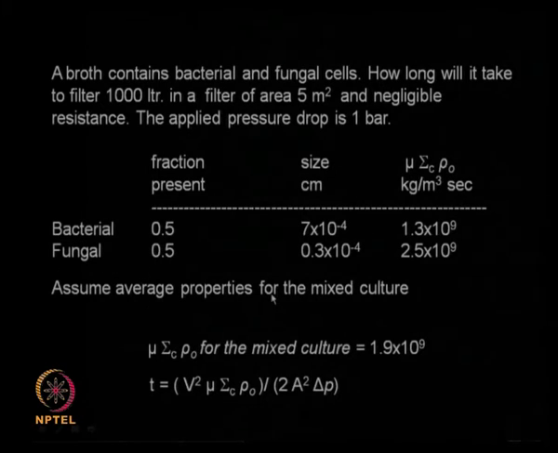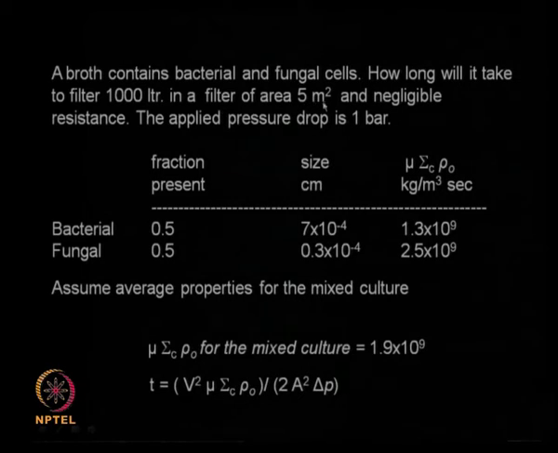Now the problem states that we can consider average properties, that means we can take the ratios to be directly proportional to each other. Okay. So that means if you want to calculate the mu, sigma, c, rho naught for this combined system, we can assume an average of 1.3 into 10 power 9 and 2.5 into 10 power 9. So that is what it says, we can assume average properties. So the problem becomes very simple. We know the amount of slurry that needs to be filtered, okay. Then we take an average of this and use it here.